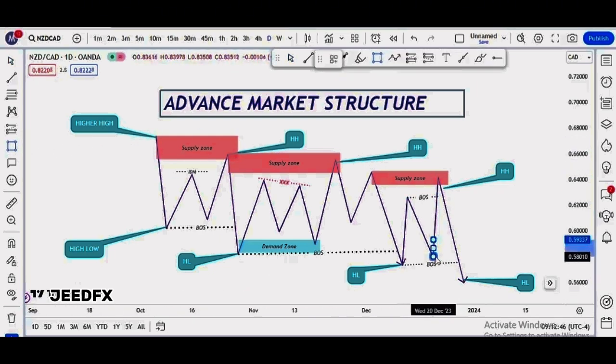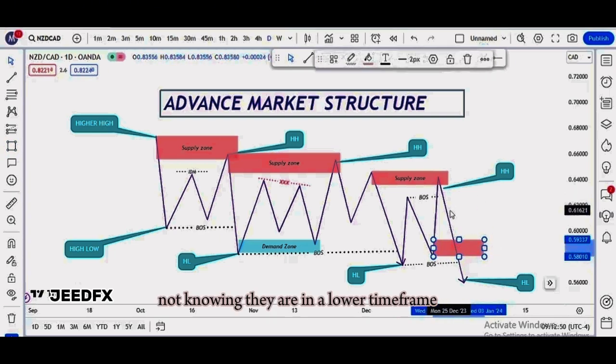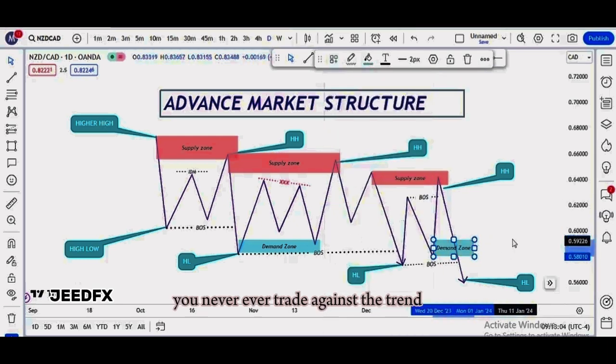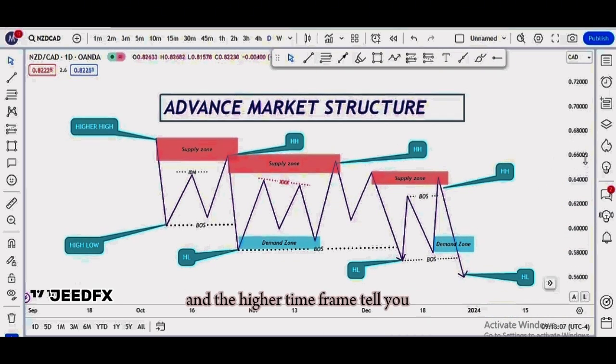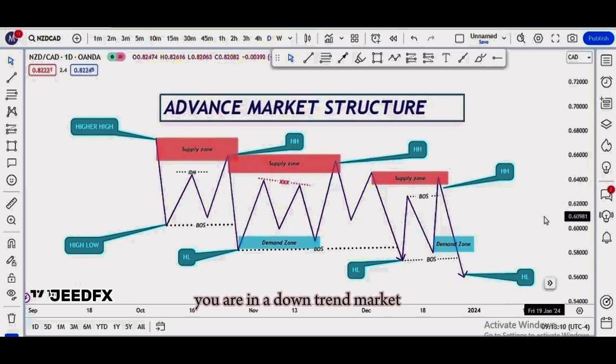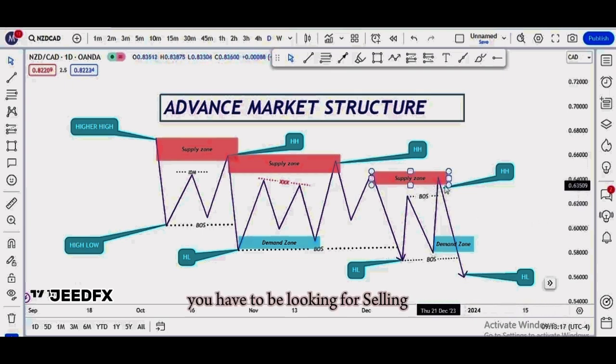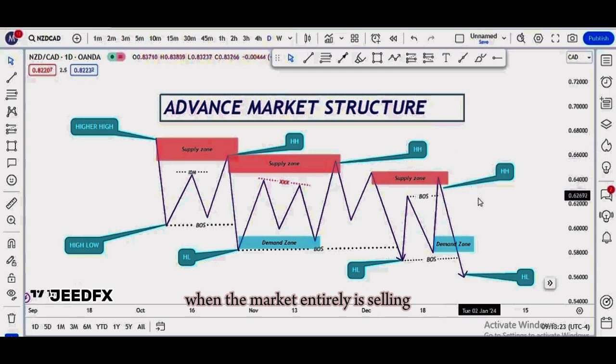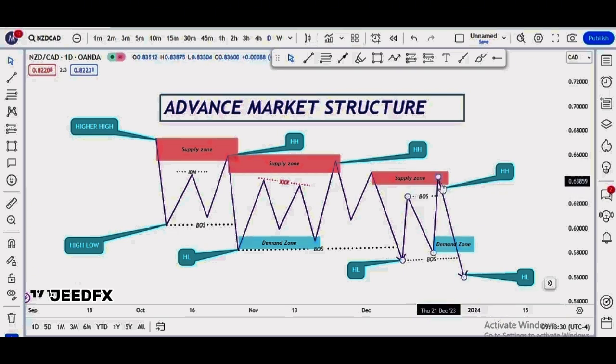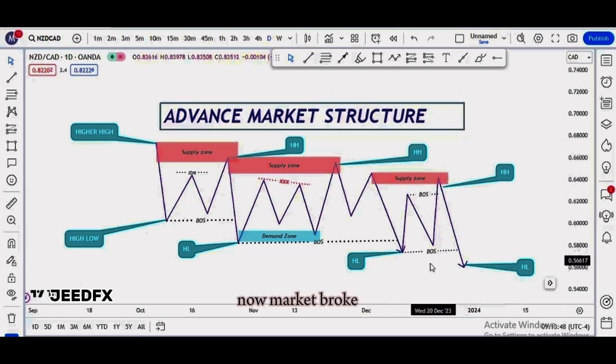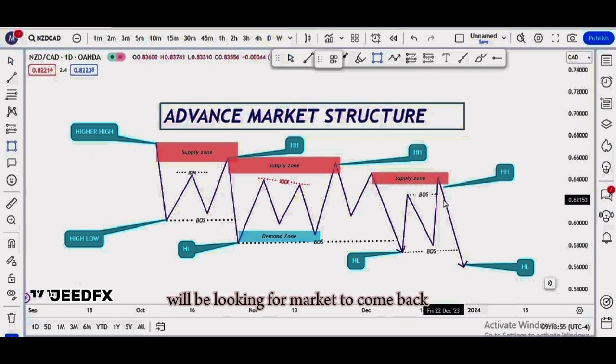The demand zone. Not knowing they are in a low, the higher time frame is what? Downtrend. You never ever trade against the trend. When you go to the higher time frame and the higher time frame tells you you are in a downtrend market, you have to be looking for sell. You have to be looking for selling. You don't have to be buying when the market entirely is selling. You don't trade against trend. You literally follow the trend. Now market breaks structure to the downside. We'll be looking for market to come back.